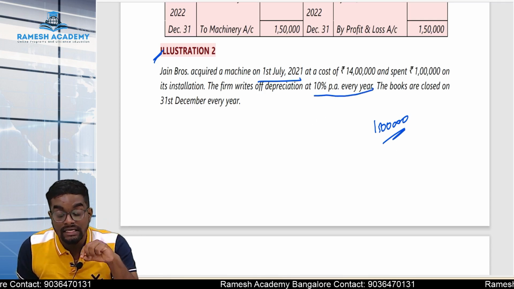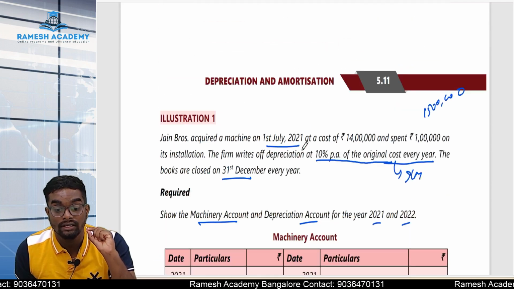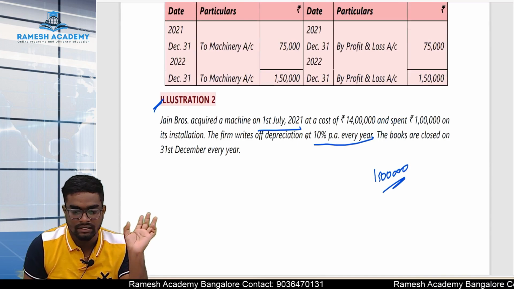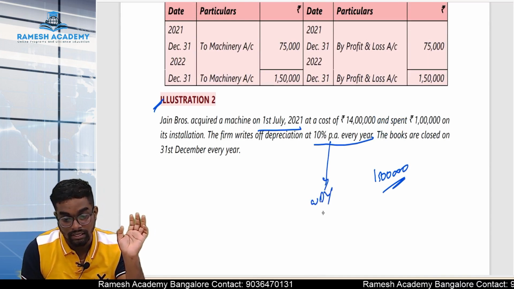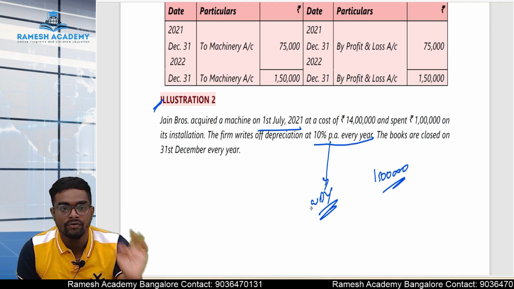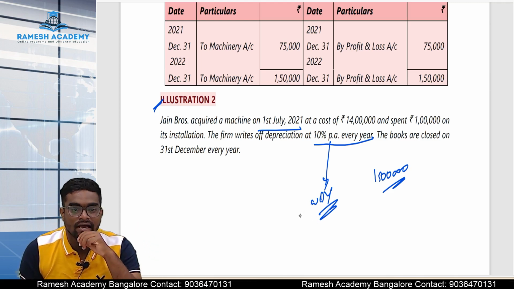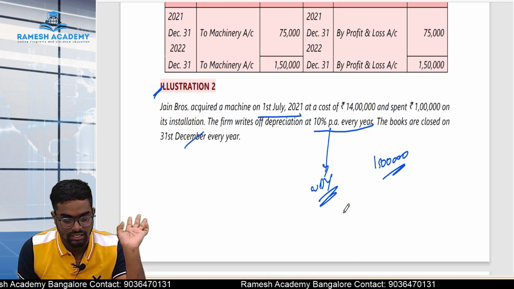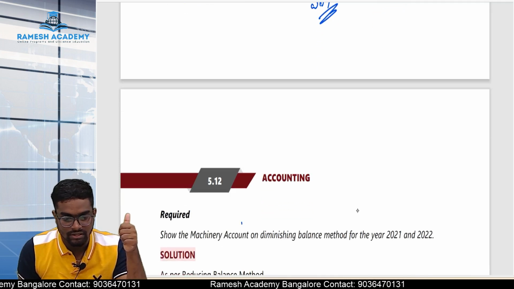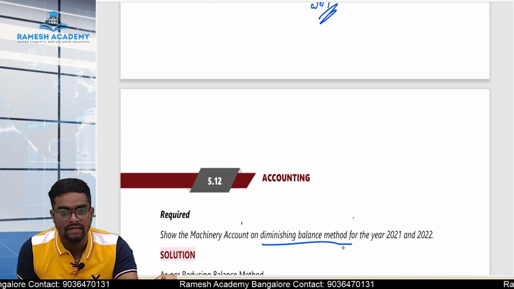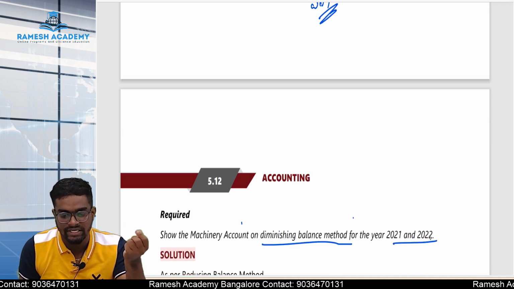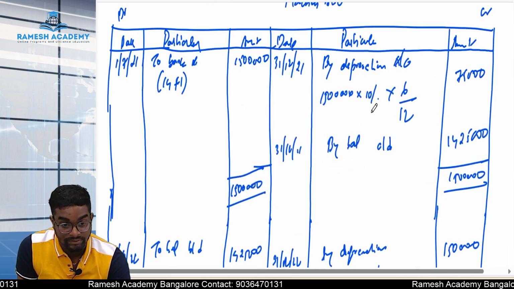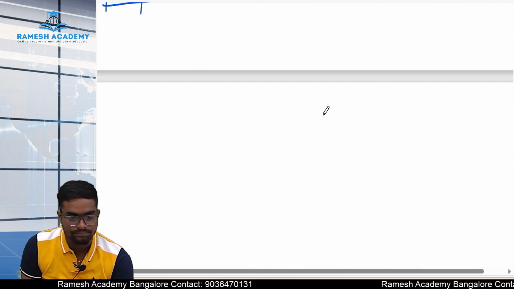Here they have not told that it is 10% on the original cost. They are telling that it is 10% every year, which means we should assume that it is actually written down value or diminishing value method or reducing value method. Okay, the books are closed on 31st December. Show the machinery account on diminishing balance. See, they have only told now diminishing balance method for 21, 22 machinery account. So same thing we have to do again, but the method of depreciation is diminishing value.